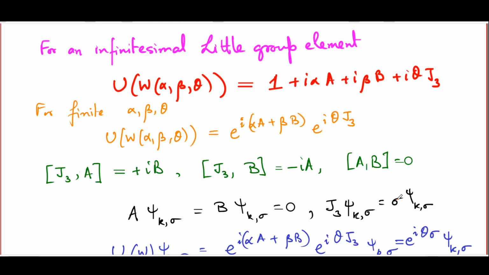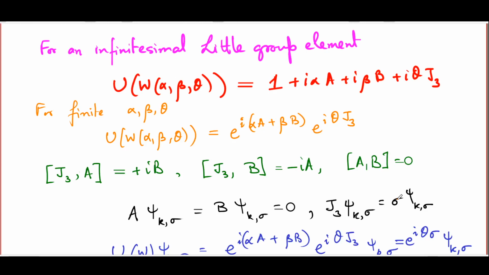W of alpha, beta, theta is S of alpha, beta times R of theta, and we had worked out the matrix form for S of alpha, beta. R of theta, of course, is a rotation about the z-axis through an angle theta. Now, for infinitesimal transformations, where alpha, beta, and theta are infinitesimally small parameters, the corresponding operator which acts on the Hilbert space, U of W of alpha, beta, theta, is, of course, very close to the identity, and we wrote that as identity plus i alpha A plus i beta B plus i theta J3, thus defining the generators A, B, and J3 of the little group.